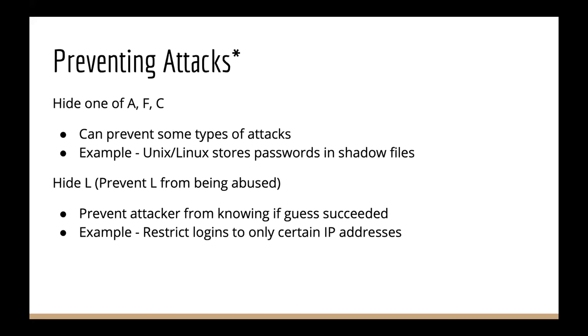So how can you prevent attacks? There are three ways. You can hide the A, the plain text, in the case of password systems. You can hide F, the encryption algorithm that's used, or you can hide C, the hash that's stored on the server side.